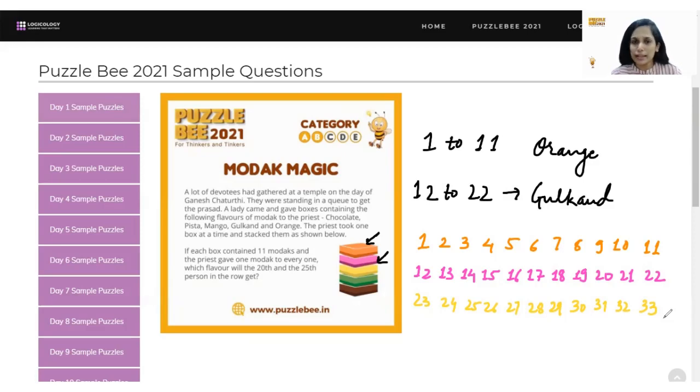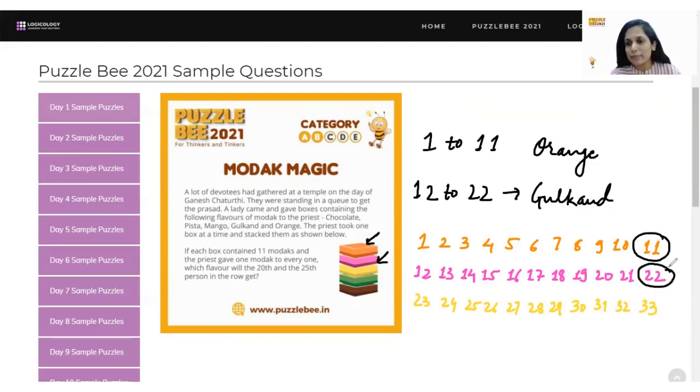Okay. These are the 11 people who would get mango flavored modaks. So now we can keep counting this way. And in fact, for those who do not know the table of 11, if you can spot some pattern here, see, first 11 people got orange modaks. Then the next 11. So till which number? Till 22.